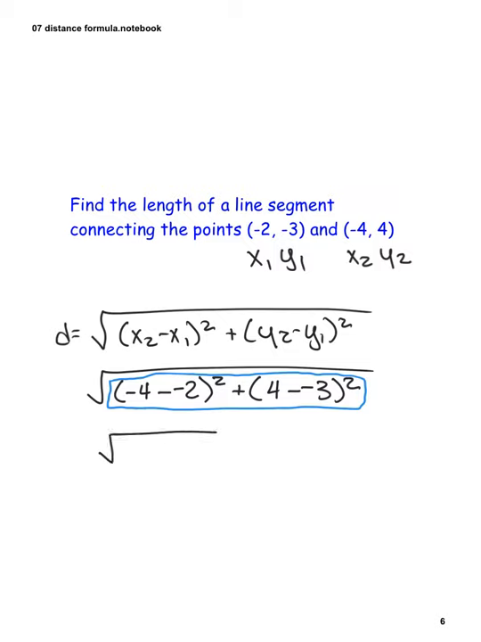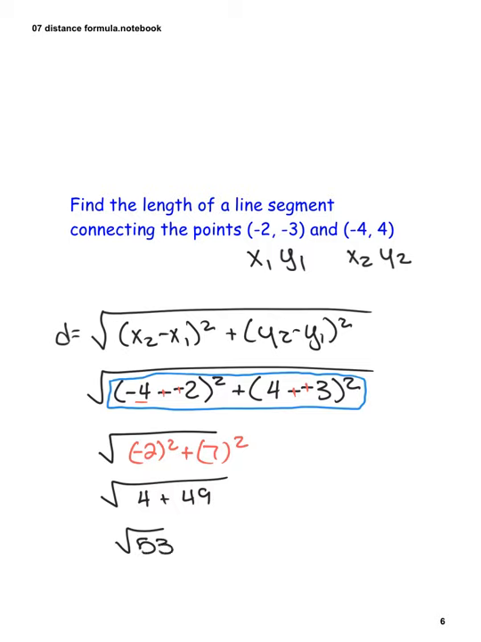If you wanted to do it by hand, I would do keep, change, change. So this would be -2 squared plus, here in the second set of parentheses, keep, change, change. So that becomes 7 squared. This becomes 4. This becomes 49. So we get radical 53.